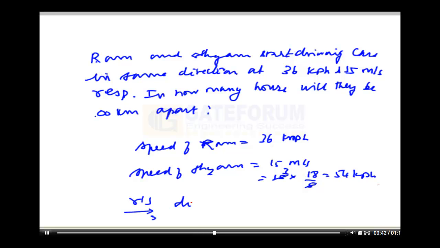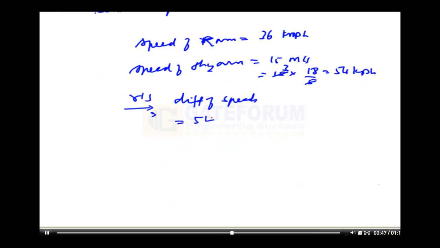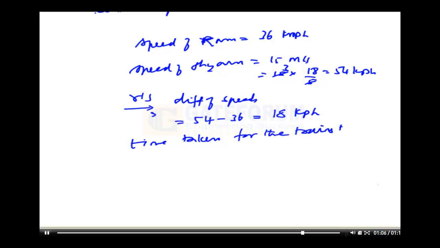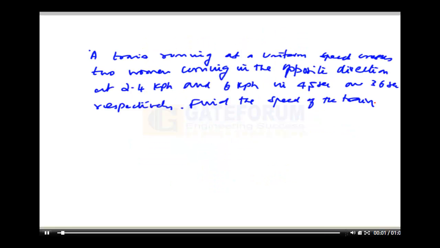Relative speed in the same direction is difference of speeds. So 54 minus 36, 18 kilometers per hour. So the time taken for the cars to be 100 kilometers apart is equal to 100 by 18, which is 5 by 9 hours.